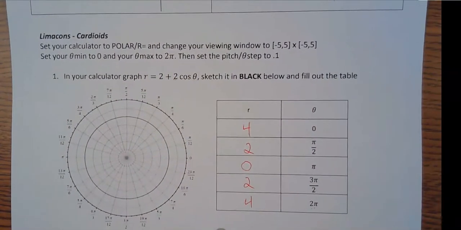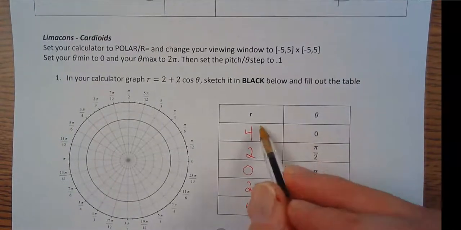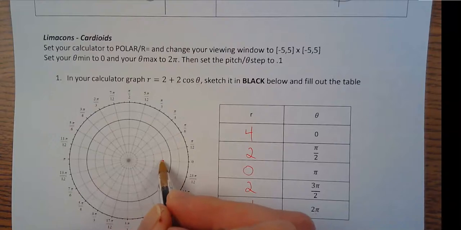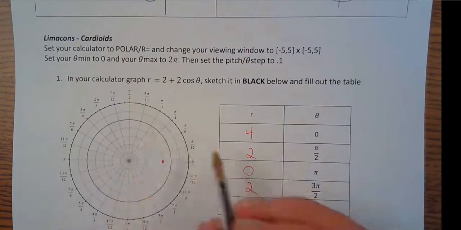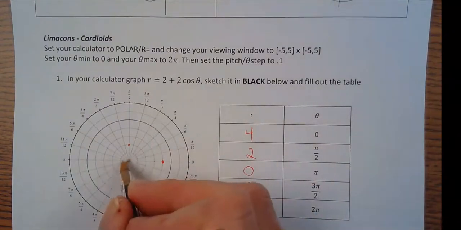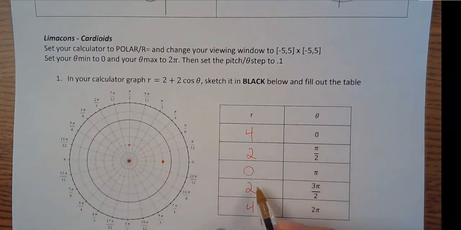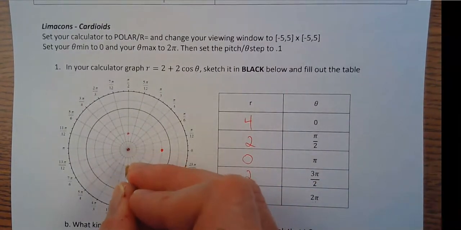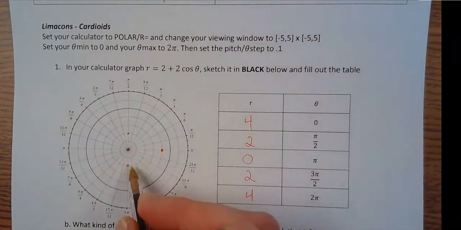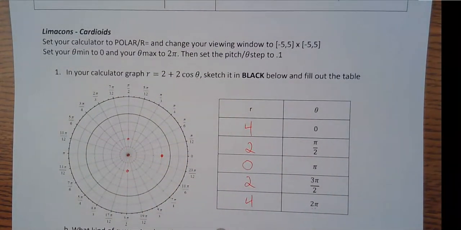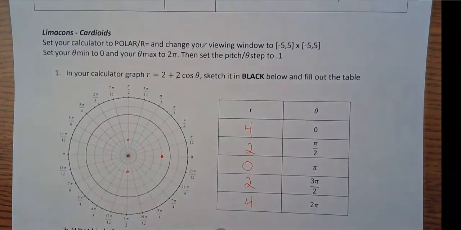Now that could help if you plot those points. So when theta is 0, I have a radius of 4, so 1, 2, 3, 4. When I'm at pi over 2, which is up here, I have a radius of 2. When I'm at pi, it's 0, so if I'm facing that way, I don't go out any. If I'm down at 3 pi over 2, I have a radius of 2, so 1, 2. And then when it's 2 pi, that's wrapping all the way back around. I'm out here again. That kind of helps a little bit, but it doesn't really tell me the whole picture.